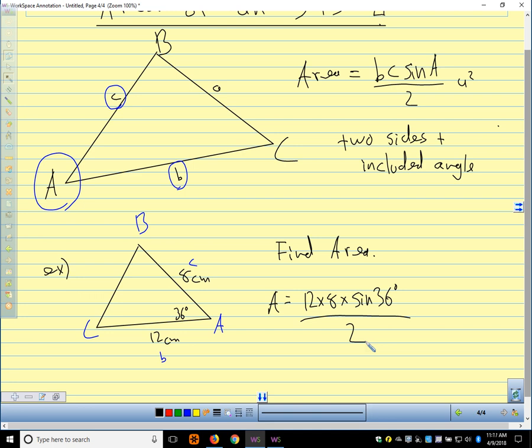Plug that in my calculator. I put parentheses around all of this when I put it in my calculator. Plug that in, and you get 28.2 square centimeters. That's all there is to it. Plug those numbers in, and you're set. And here we have the two sides and the angle that's between them. So we have a side, angle, side triangle.